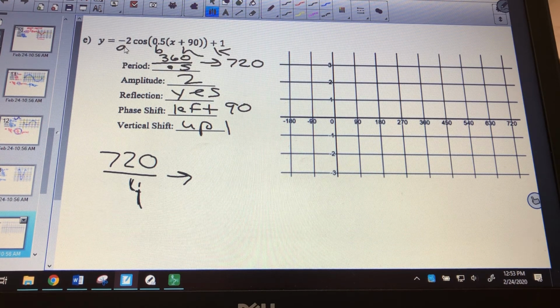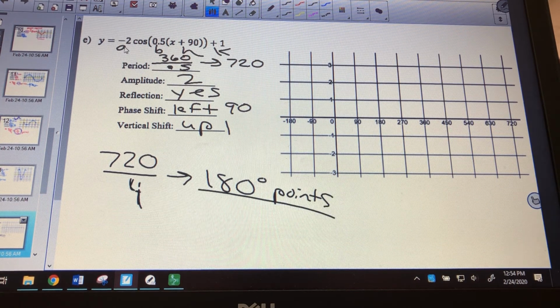180. Thank you. So every 180 degrees, you should have points. So then let's get all of this drawn in, and then we will start our graph. Okay? So we are going left 90. There's that. We are going up 1. There's that. So that's what we consider our new x and y axis.